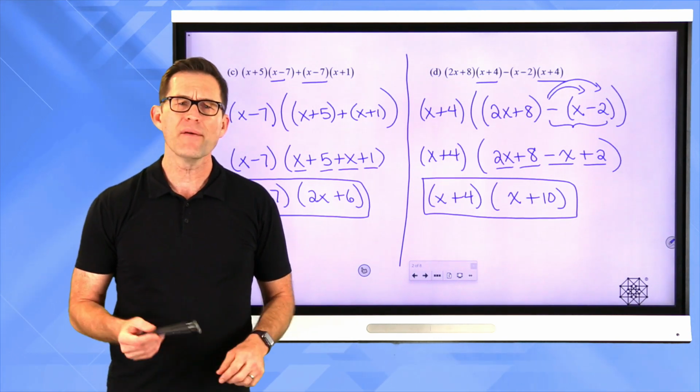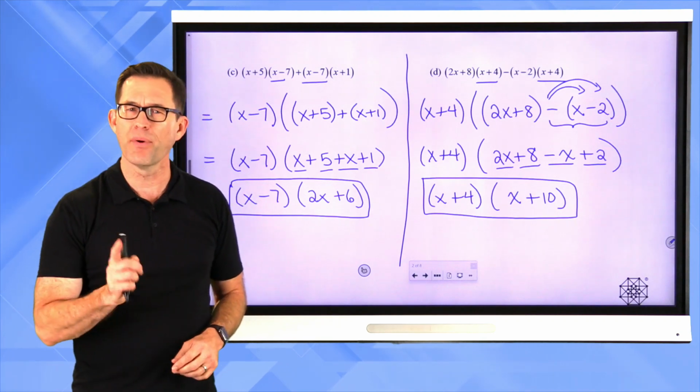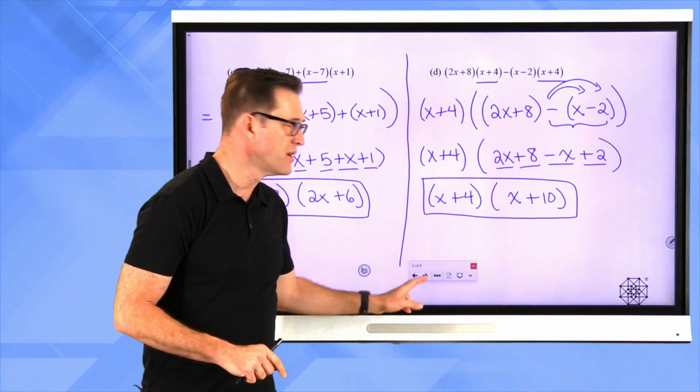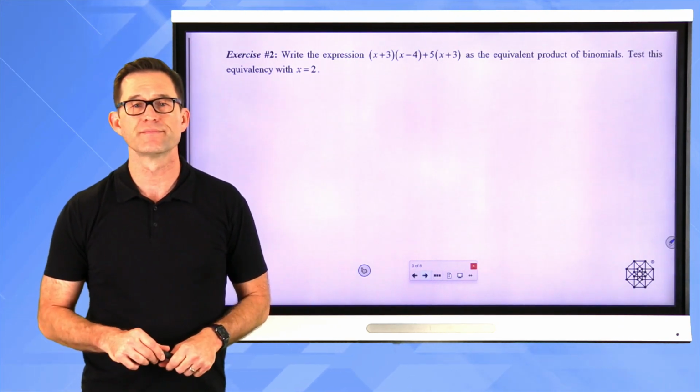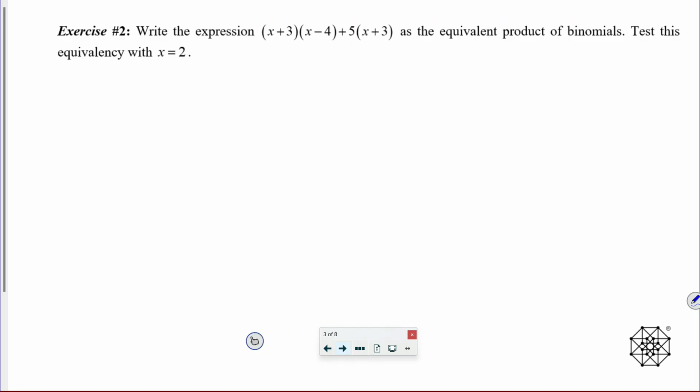All right, now we haven't done factoring by grouping yet, but strangely enough, we've actually done sort of the tail end of it. Let's take a look at exercise number 2. Write the expression x plus 3 times x minus 4 plus 5 times x plus 3 as the equivalent product of binomials. Test this equivalency with x equals 2.